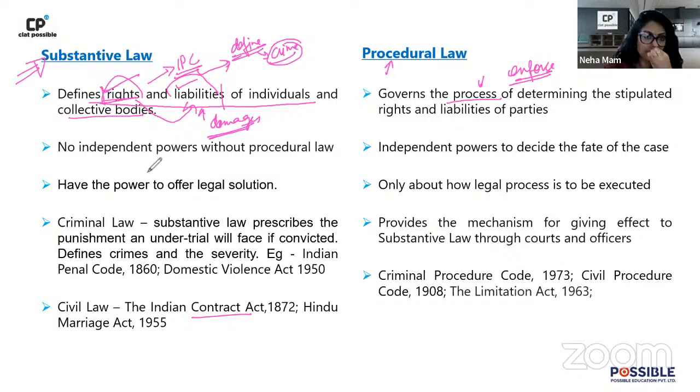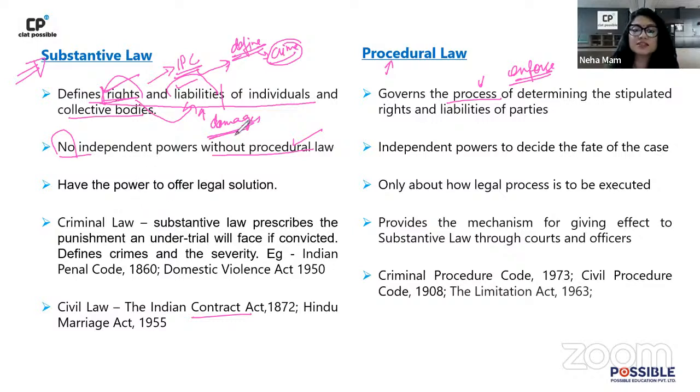Now here when you look at substantive law, it says no independent powers without procedural law. Now here, if it is a substantive law, if the procedural law is not there, would you be able to enforce your right? You need some sort of a procedure. Just because I have a right over my property, merely having a right over my property is not sufficient. How do I enforce that right?